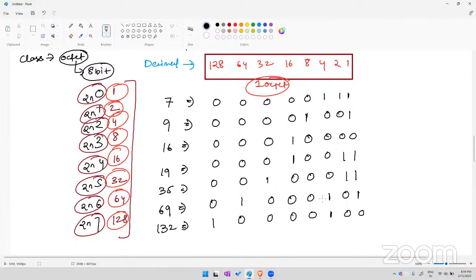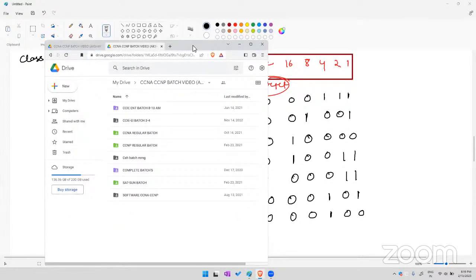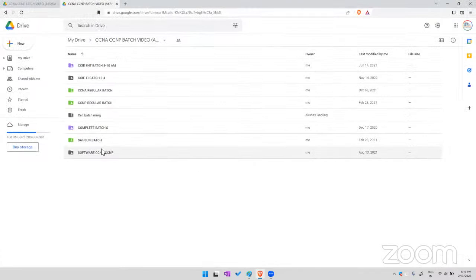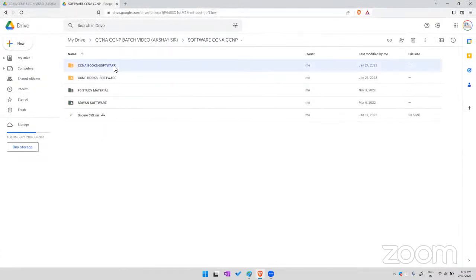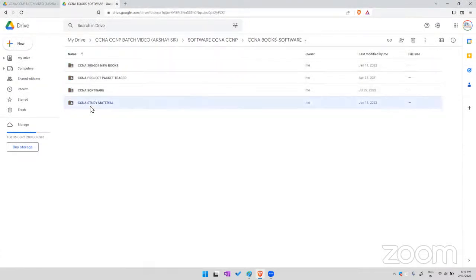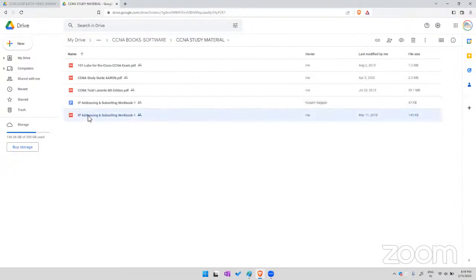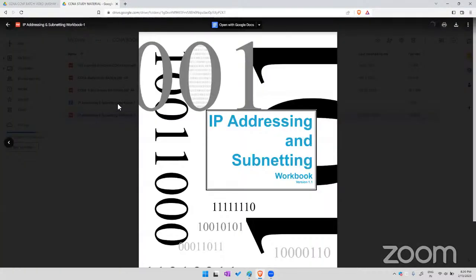Yes or no? If decimal to binary is done successfully, we can also learn binary to decimal. So we can provide some exercise notebooks. This book is available in soft copy. You can receive it on your Google Drive. Go to CCNA book and software, go to study material and IP addressing workbook. In this workbook, you can learn the subnetting part and advanced subnetting also.